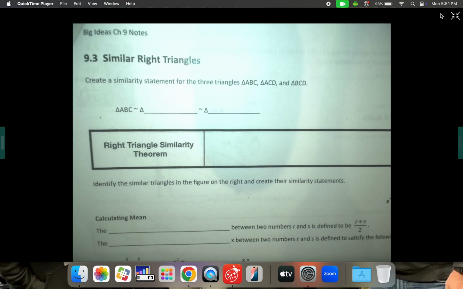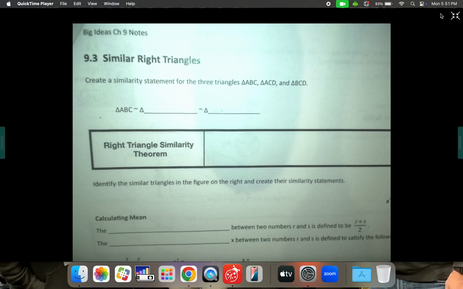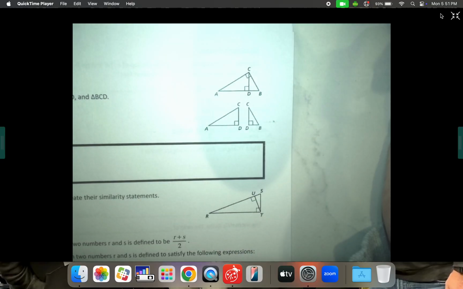Okay, for geometry 9.3, we are learning about similar right triangles. So we're going to create a similarity statement for the three triangles ABC, ACD, and BCD, and they're the pictures of the ones right over here. This has a weird shadow right here. Sorry about that. It's from the ladybug up here.